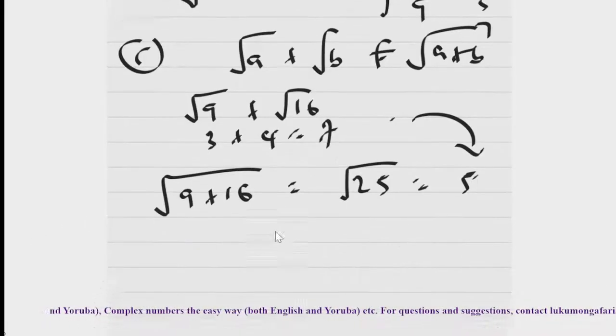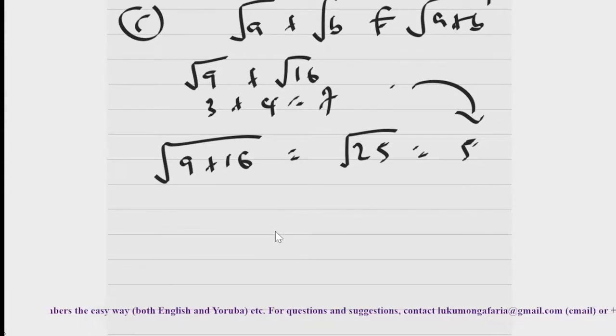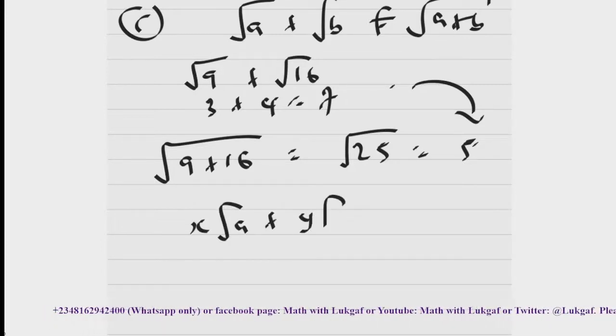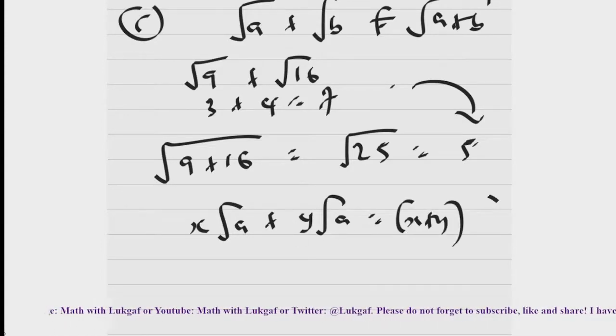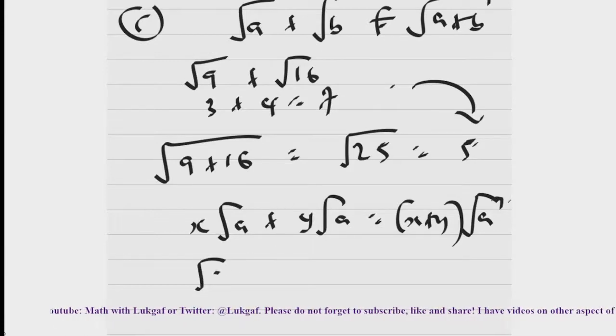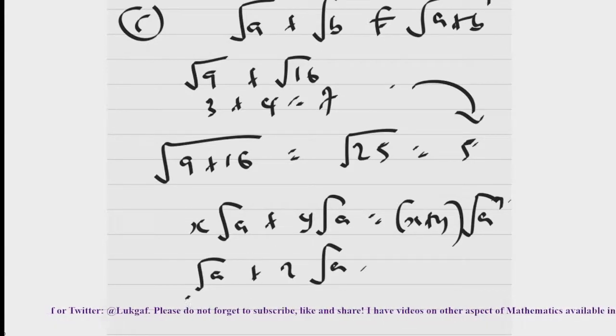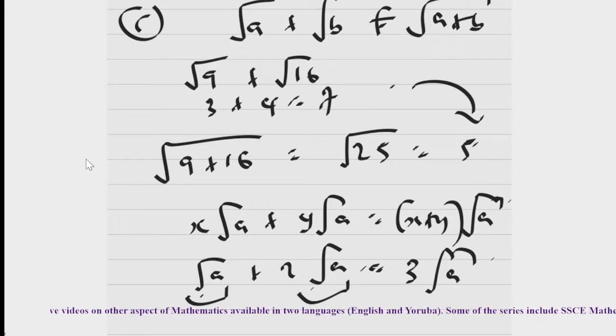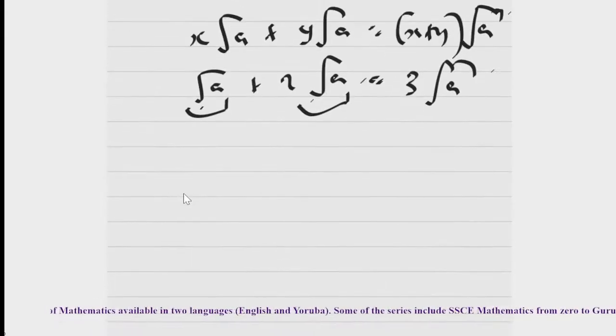So if you want to add together, what you must add are terms having the same radical. Take for example, I can have x root a plus y root a. You can see that they have the same root a, so it's the same thing as x plus y root a. It's just like saying root a plus 2 root a. So 1 root a, 2 root a. 1 pen, 2 pen gives 3 pen. So this is going to give me 3 root a.